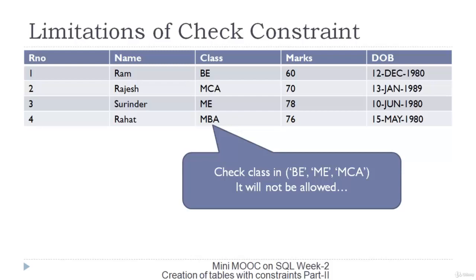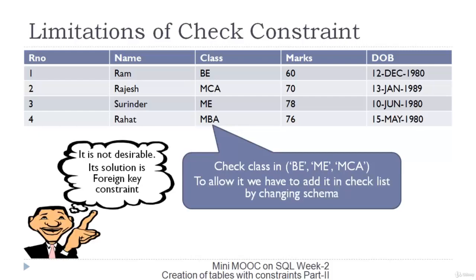In order to make this insertion possible, we have to change the structure of this table by adding MBA into check class list. But for this, we have to make change in the schema of table. But it is not desirable. Its solution is foreign key constraint.